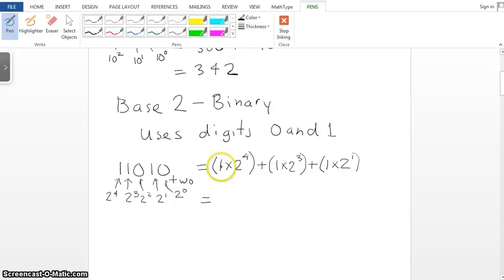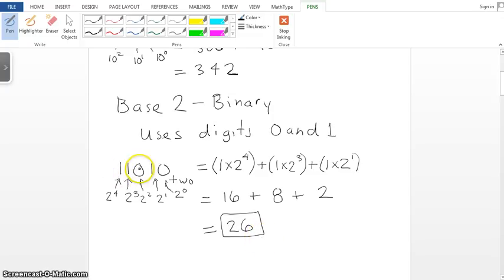Alright, so let's figure out how much all of this is. 1 times 2 to the 4 is actually 1 times 16, which is 16. 1 times 2 cubed is 8, and 1 times 2 to the 1 is 2. So if we added all those together, would that be 24, 25, 26? Now this number that we got down here is actually in the decimal system, so you don't want to put base 2. You don't have a digit of 2 or 6 in base 2. This is actually decimal, so if you do not have a base on it, it's assumed to be a decimal number in base 10.